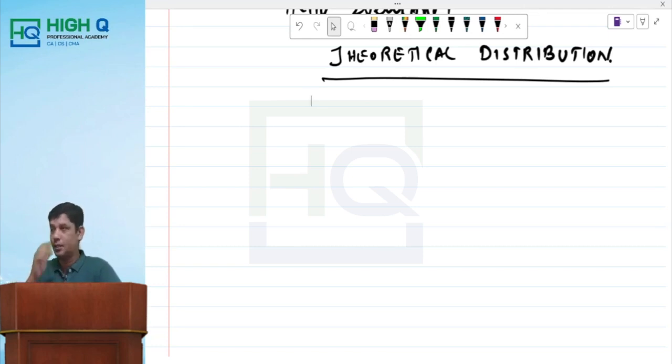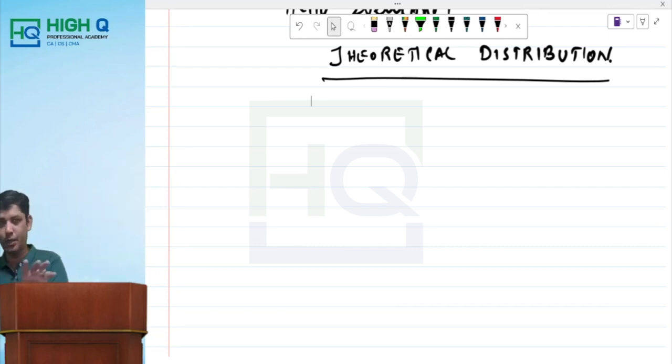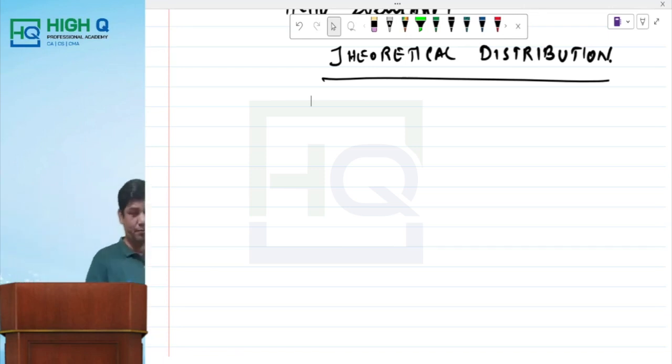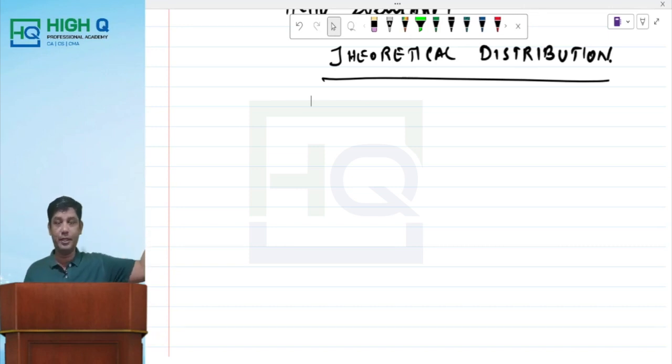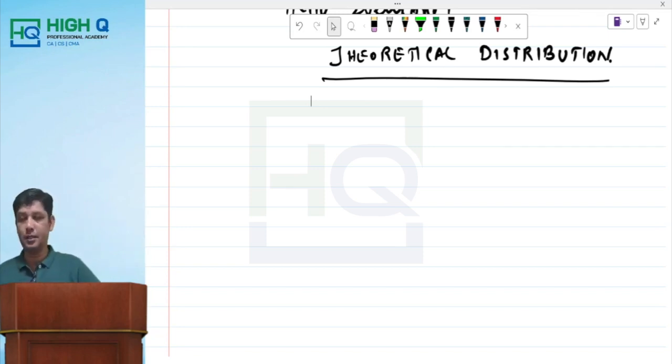One is discrete distribution, continuous distribution, and there is one more distribution I mentioned, uniform distribution. Uniform distribution means every random variable will have the same probability. Actually, uniform distribution can be part of discrete or continuous. It is not a different type of distribution; it comes under discrete or continuous. Fine.